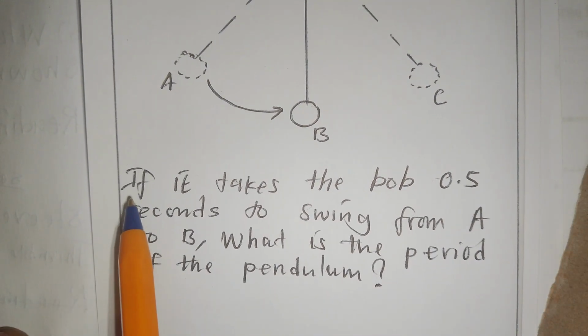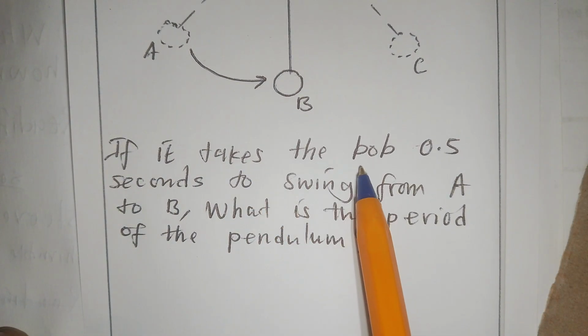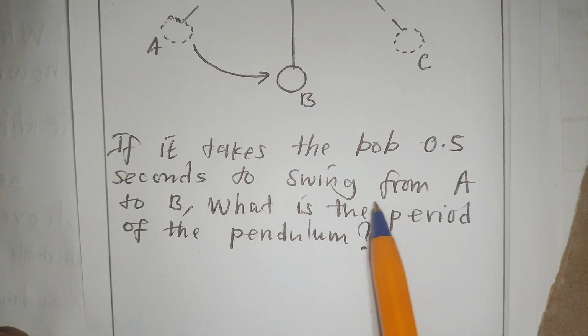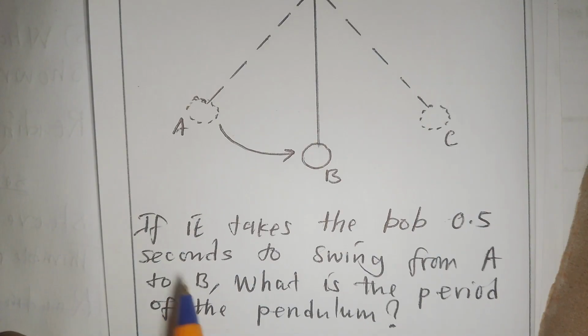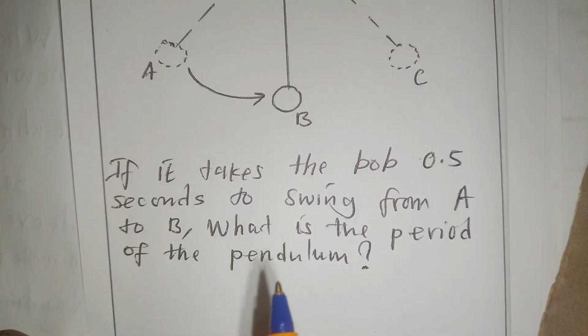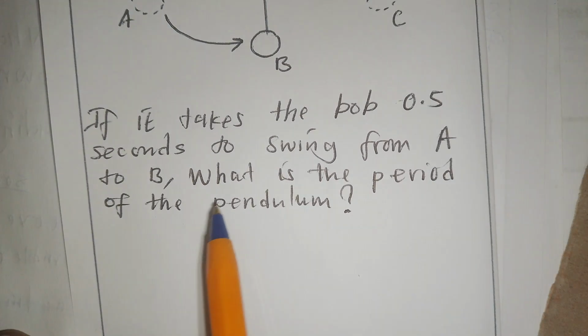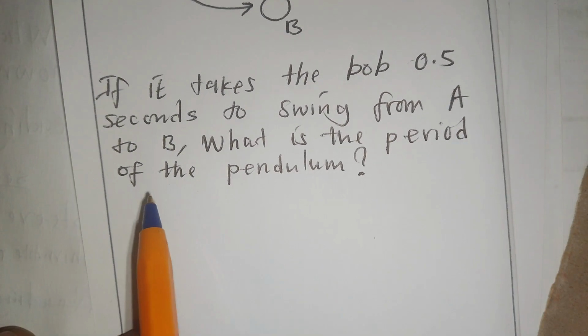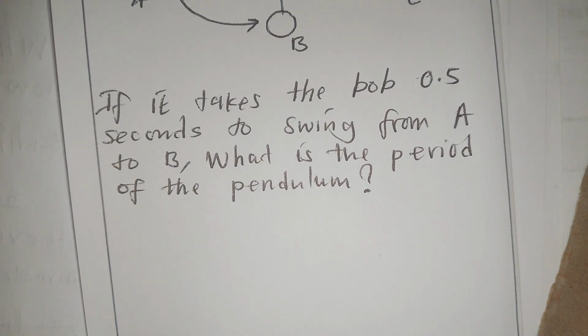So we are saying that if it takes the bulb 0.5 seconds to swing from A to B, meaning from A to B it takes what? 0.5 seconds. Now they are asking, what is the period of the pendulum?